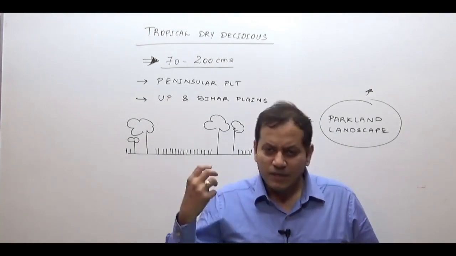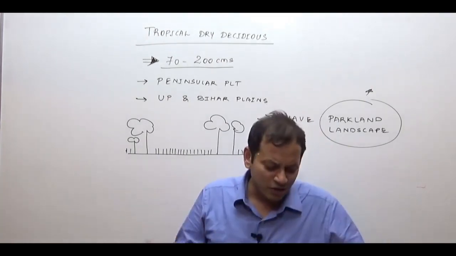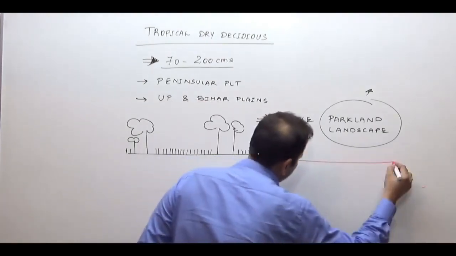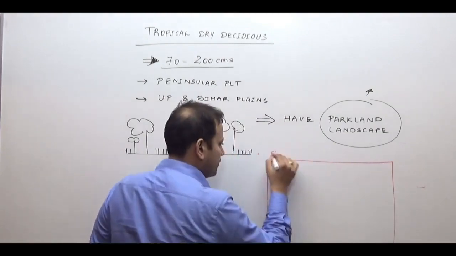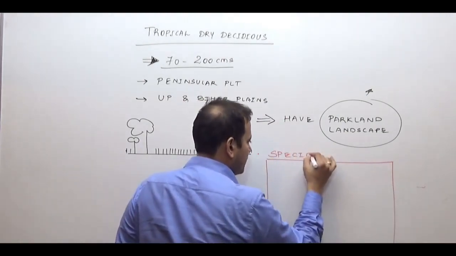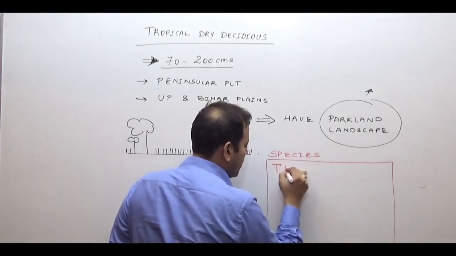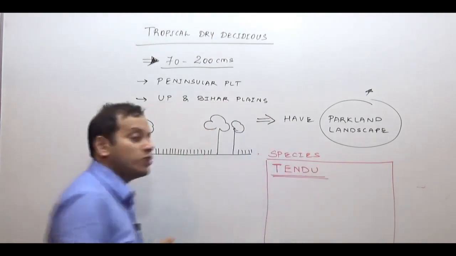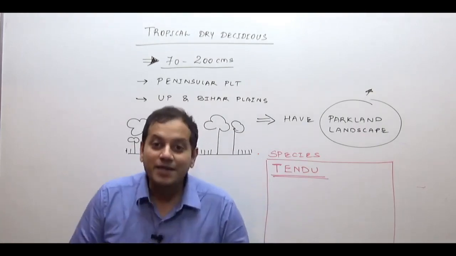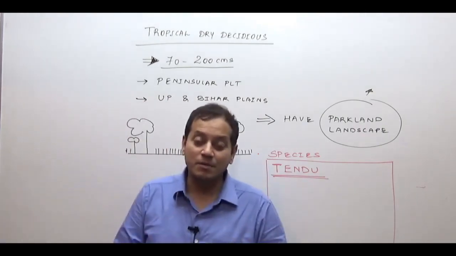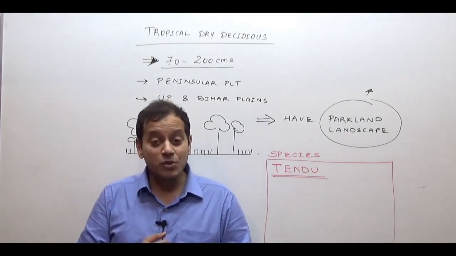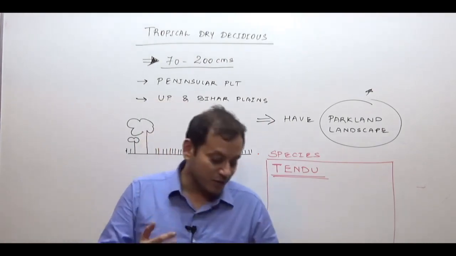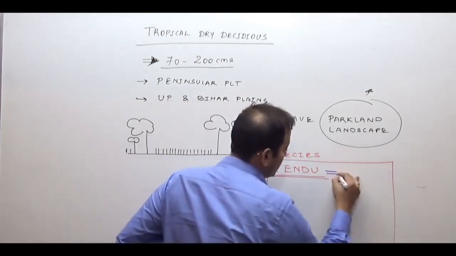Even teak is grown in this region, but it is not a dominant species. What is the important species here? The important species here is tendu. Tendu is the most important species in this region. Why is it the most important species? Because it must have some commercial importance. What is the commercial importance of tendu? Tendu leaves are used for making beedis. They are used in the beedi industry.